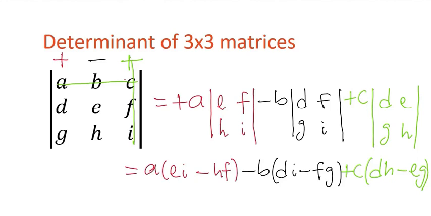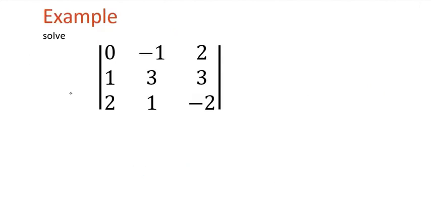Let us look at an example on it. Do not forget that I said that this straight line means determinant. Even if you are not told, these straight lines mean determinant. How do we go about it? We have our sign convention, plus, minus, plus.